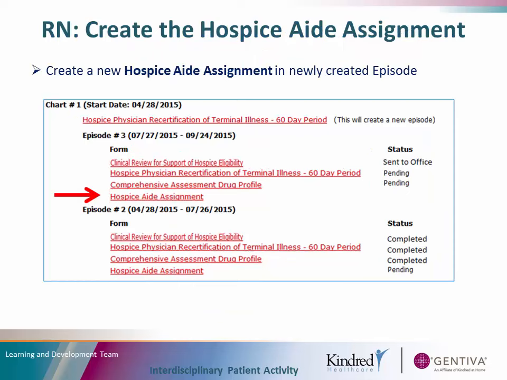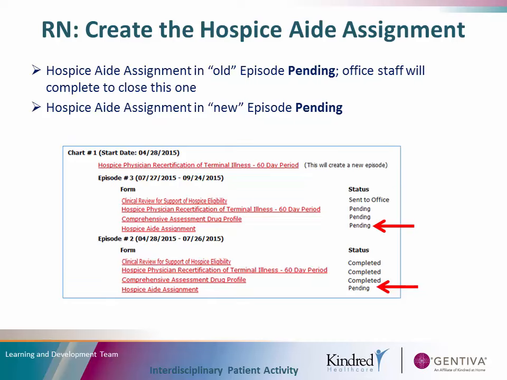If the patient has a new or continuing need for hospice aide, create a new Hospice Aide Assignment form within the recertification packet. When you update the Hospice Aide Assignment within the recertification packet, note that the Hospice Aide Assignment from the previous benefit period remains open at this time and will need to be closed. Now you have created and updated all of the required recertification forms.